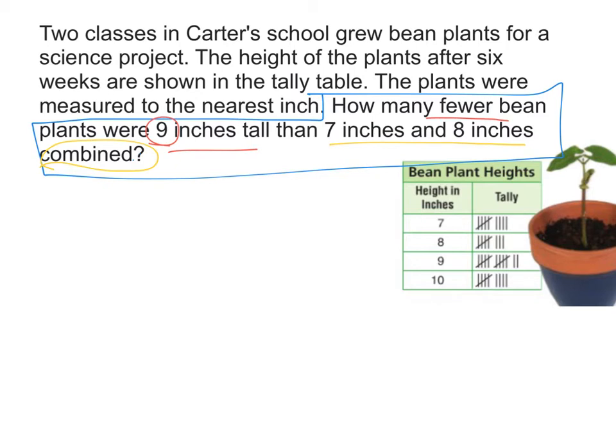The data in this tally table is going to tell us about the bean plant heights. Now, how can we use this information? Well, here are tally marks. We can simply take the tally marks and put the data in a frequency table. So let's do that first.